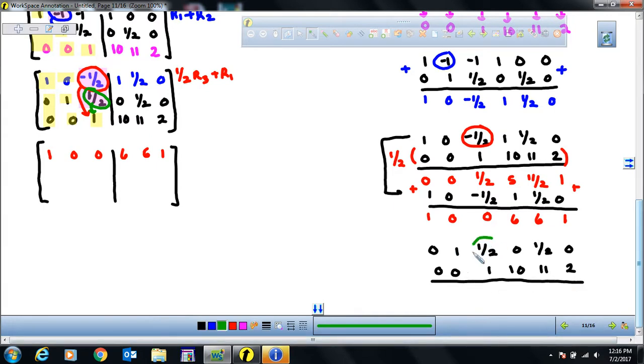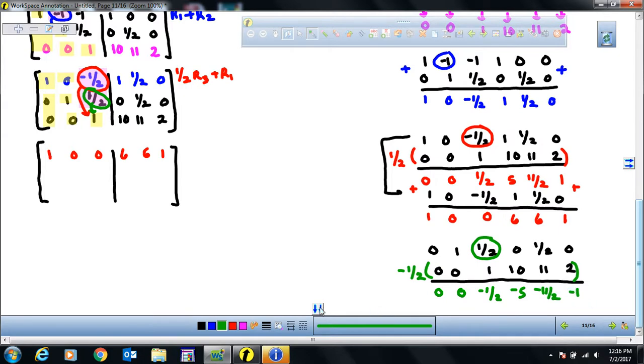So I want to make this a 0, so I need to multiply the bottom equation by the opposite, which is negative 1 half. So negative 1 half times 0 is 0, negative 1 half times 0 is 0, negative 1 half times 1 is negative 1 half, negative 1 half times 10 is negative 5, negative 1 half times 11 is negative 11 halves, and negative 1 half times 2 is negative 1.